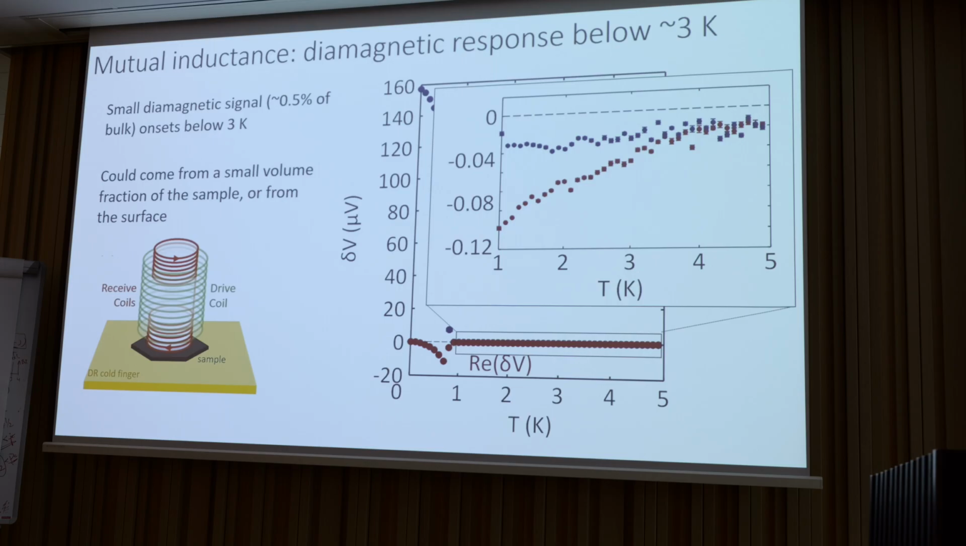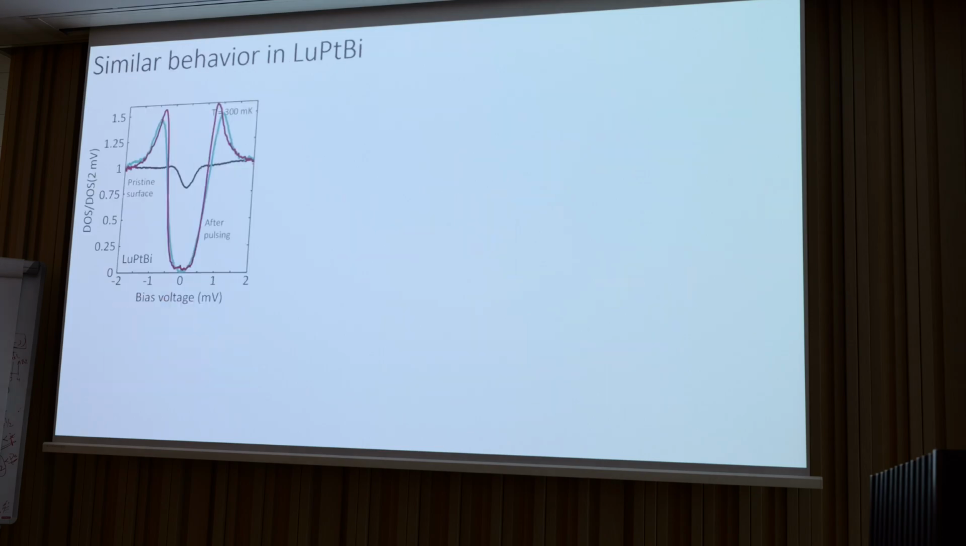Now I mentioned that we don't only expect these surface states to occur in yttrium platinum bismuth, but also in lutetium platinum bismuth. The structure is very similar, and indeed what we find is very similar. The black graph is the pristine surface with all the dirt. There's a big gap here, but there is a residual density of states.